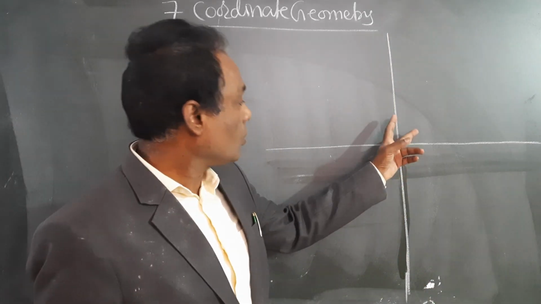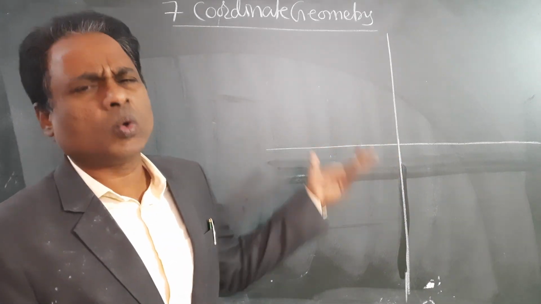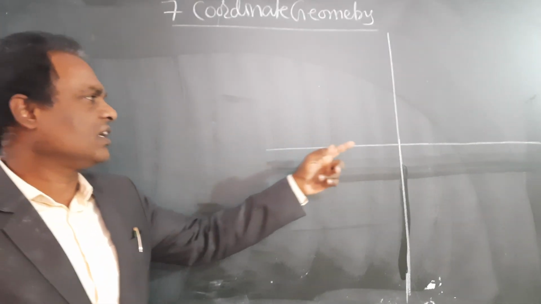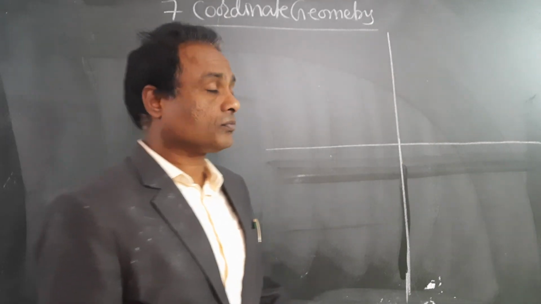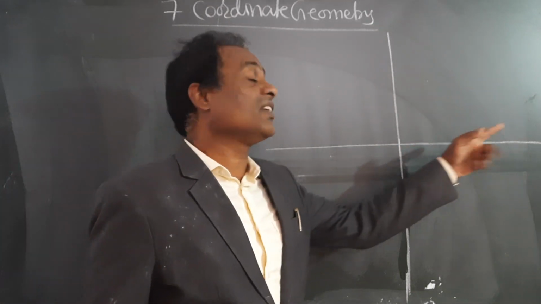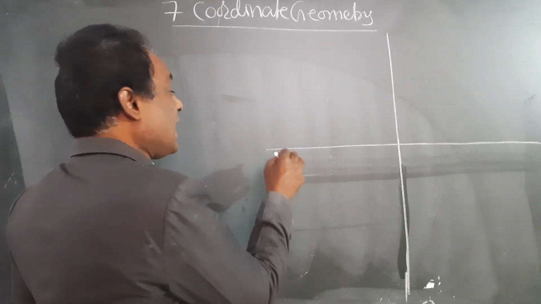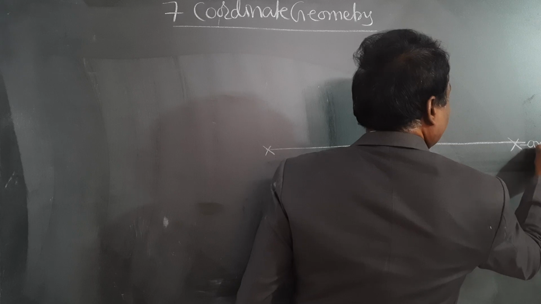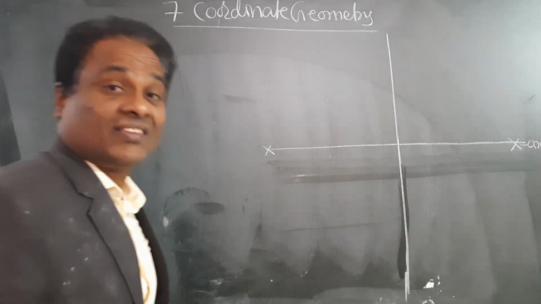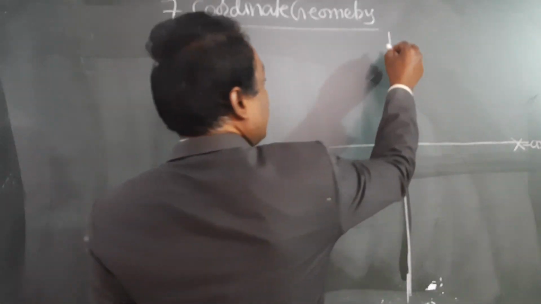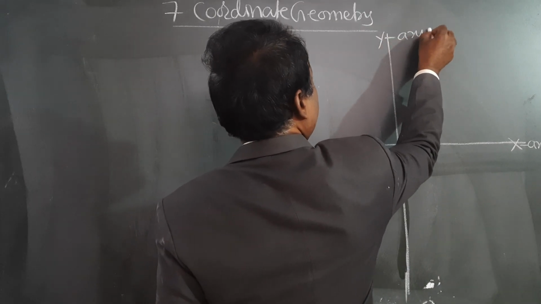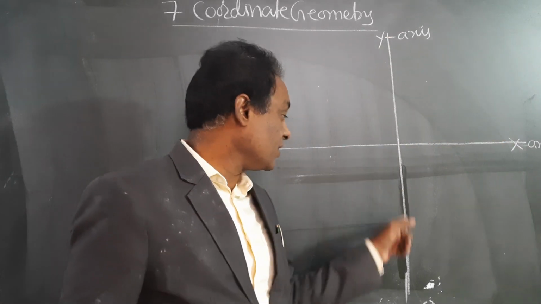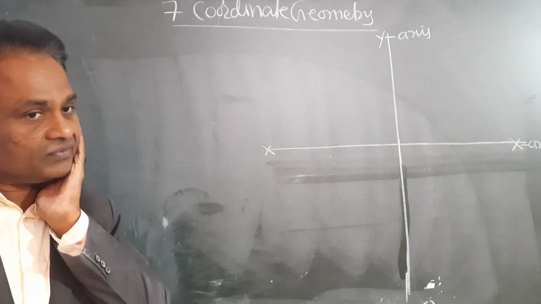So when we are taking two reference lines, this is 2D geometry, two dimensions, with respect to two lines. This horizontal reference line is called x-axis. And this vertical reference line is called y-axis. Horizontal reference line is called x-axis, vertical reference line is called y-axis.